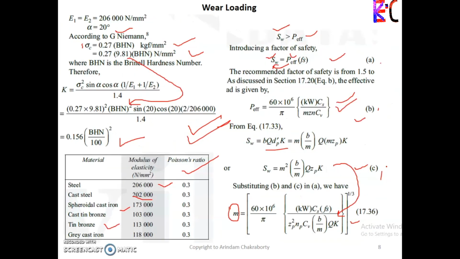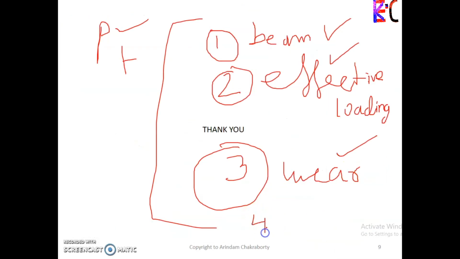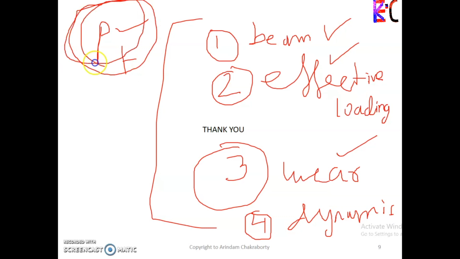One more thing is added over here. This is number 4. It's dynamic loading also. So at the end of the story, what we came to know is that the PT value is the most important part of this. It helps us to define the beam strength, effective loading, wear strength, as well as dynamic loading. All of this is defined over PT. So we have to encounter PT in a great way.